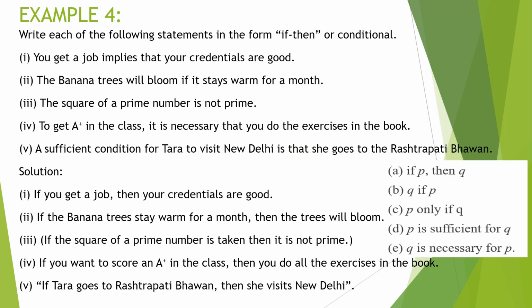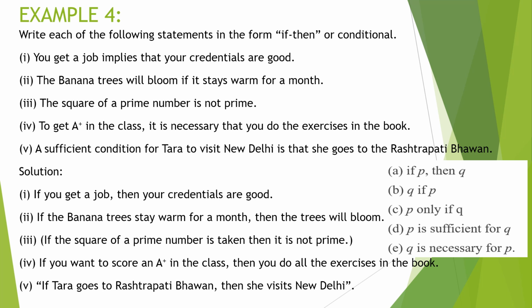Example 4. Remember, this is a new and different type of topic, mathematical reasoning, so try to understand each and every example. Fourth example, write each of the following statements in the form if then, or it is also called conditional. First one, you get a job implies that your credentials are good. So in the form of if then you can write, if you get a job then your credentials are good.